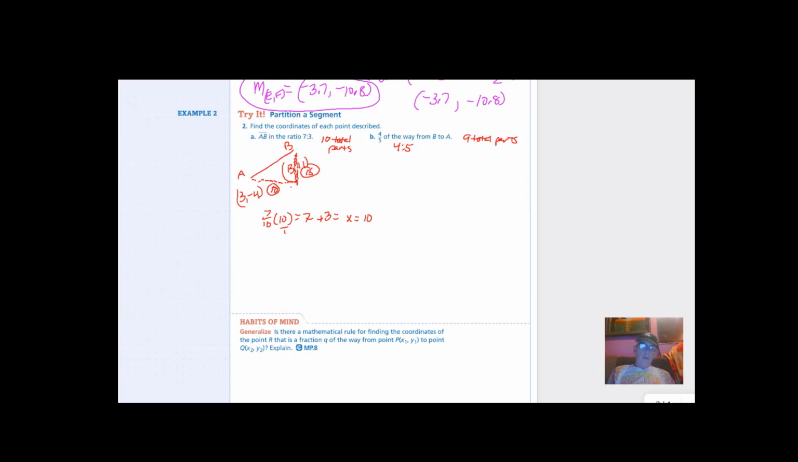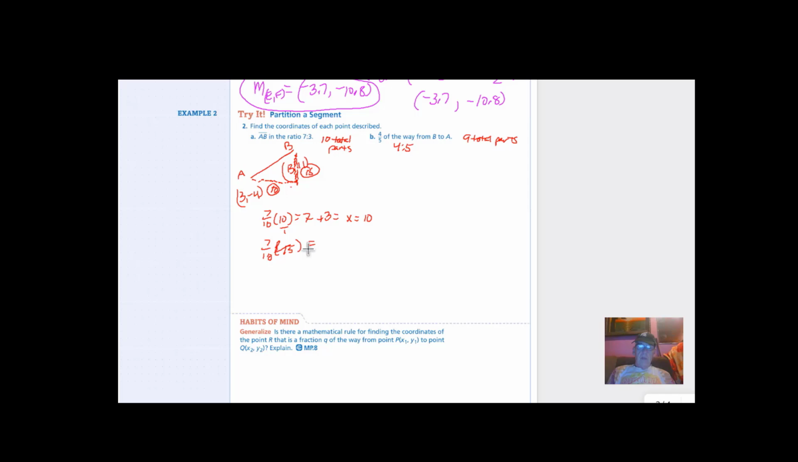Do the same thing for the y distance here. We're going from 11 down to -4, which is a distance of 15. And we also want 7/10 of the distance between those points, which is 7/10 of 15.